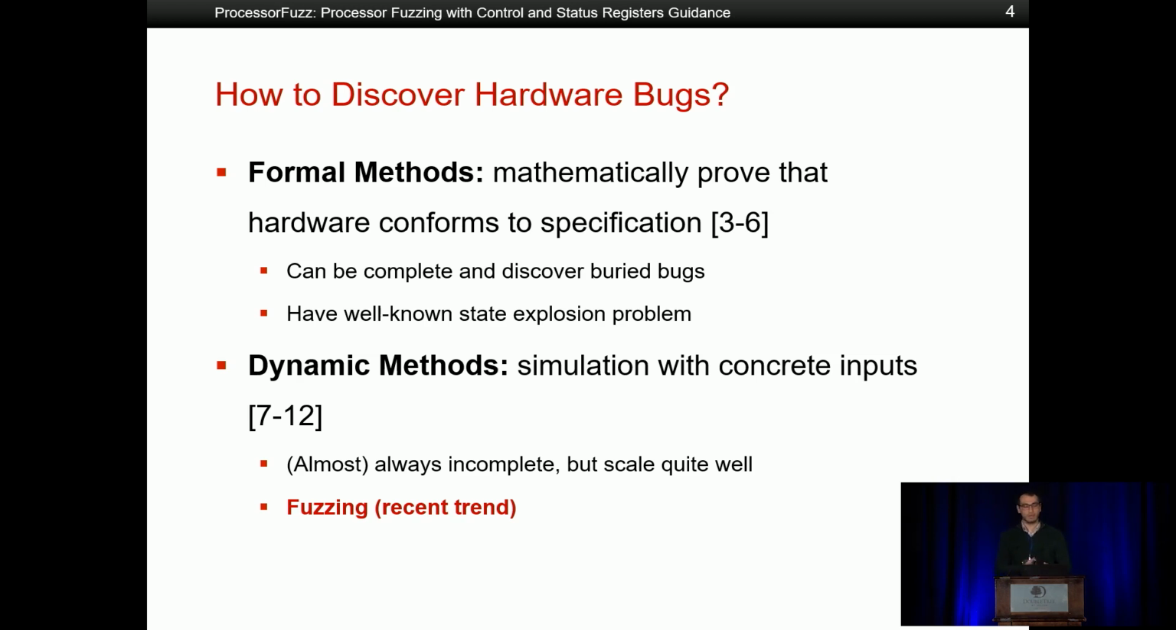Why are we really interested in fuzzing hardware? Because in the software domain, we've seen that fuzzing found thousands of bugs in the last decade, and they were really serious bugs that led to severe consequences like leaking information or gaining unauthorized access in the servers.